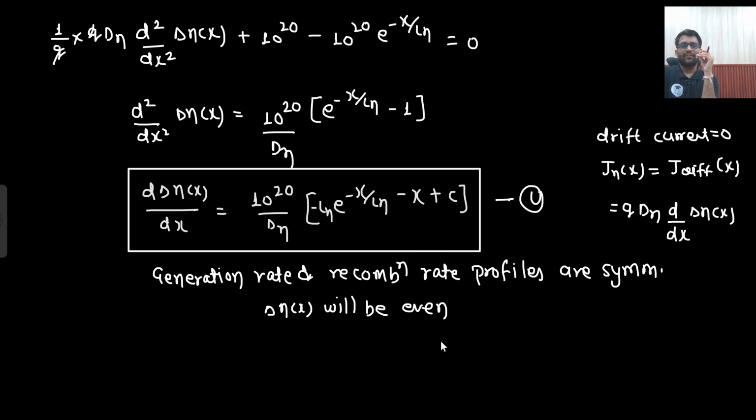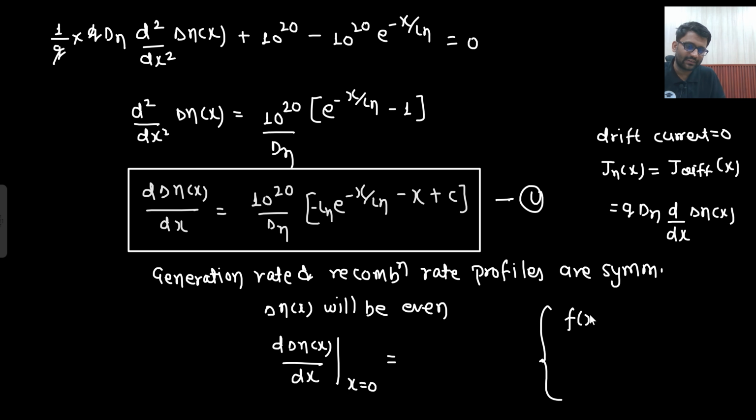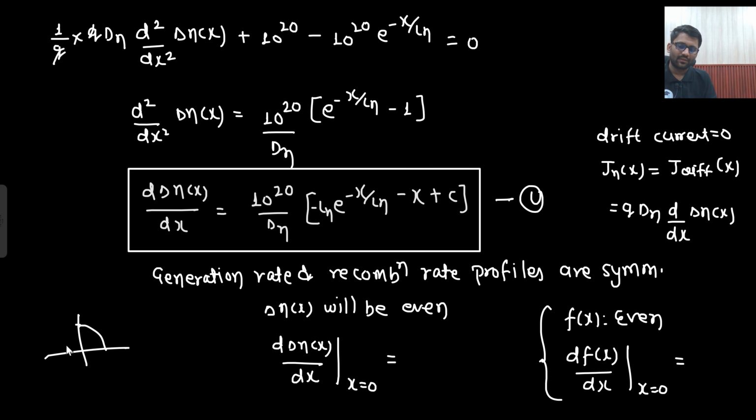For any even function which is differentiable, you let me know what the value will be for this particular thing. Let's just say there is a function fx which is even, and I calculate the differentiation with respect to x at x equals 0. What will be the answer I will get? Cosinusoid: what will be the differentiation at x equals 0? 0.